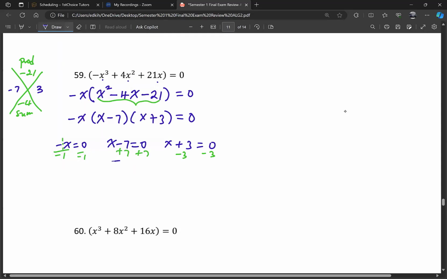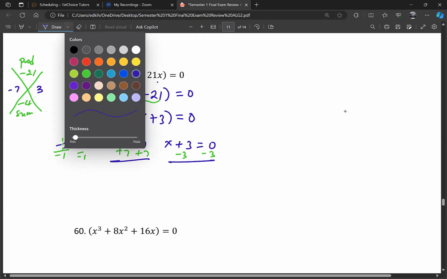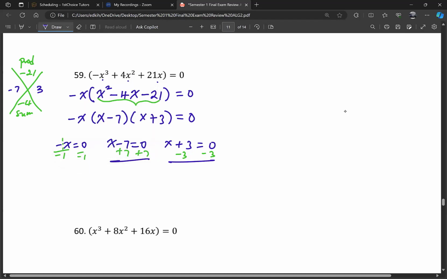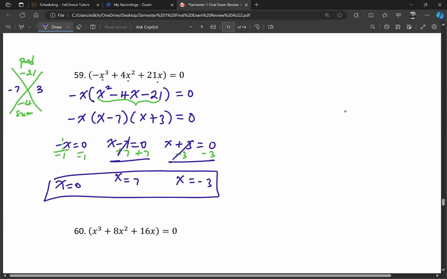So look, here. Our final answers are as follows. X equals 0, x equals 7, x equals -3. You can write the answers like this, or just like in the previous problem, you can put them in one straight line, like x equals -3, 0, and 7. Whichever one you prefer, either one's fine.